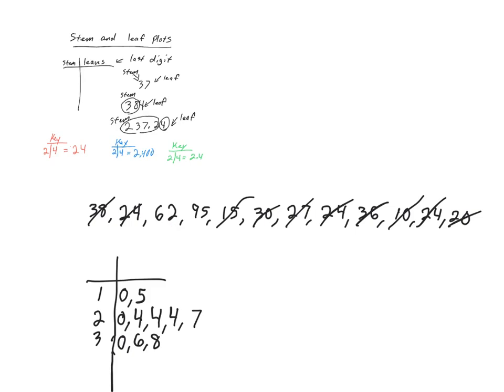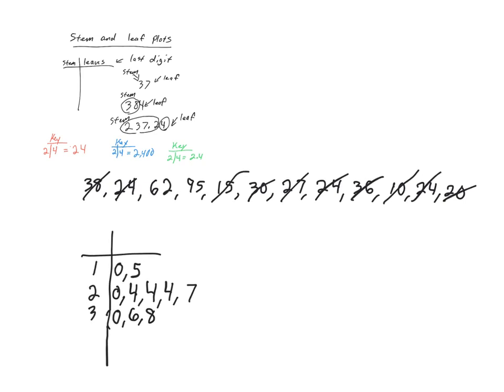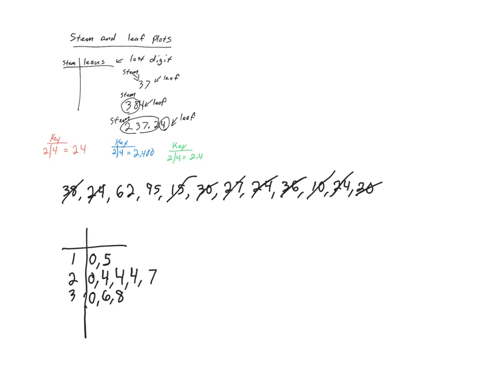Now, with stem and leaf plots, I'm not allowed to skip stems, but I'm allowed to not use them. So it's allowed to not use a stem, but I can't skip them. So even though I don't have a 4 stem, I'm going to write a 4, but no leaves. That means there's no number there. Even though the stem's there, the 4, because it keeps going, there are no leaves there. That lets me know I don't use that particular stem.